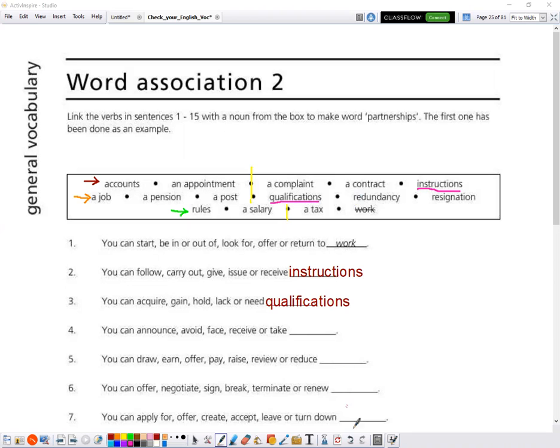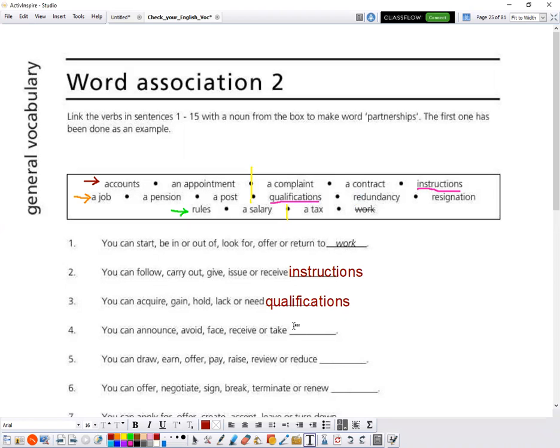The one that you answered in the previous one.